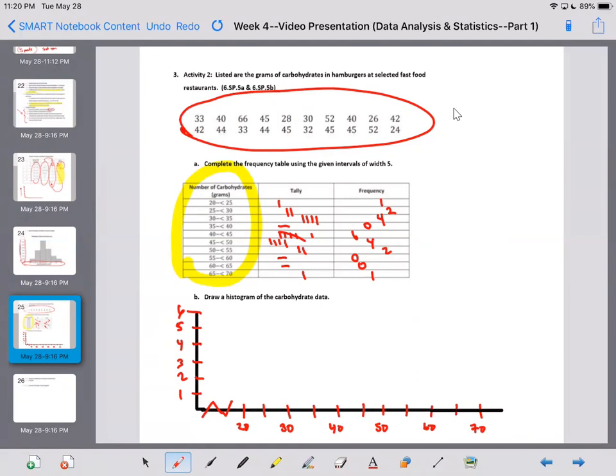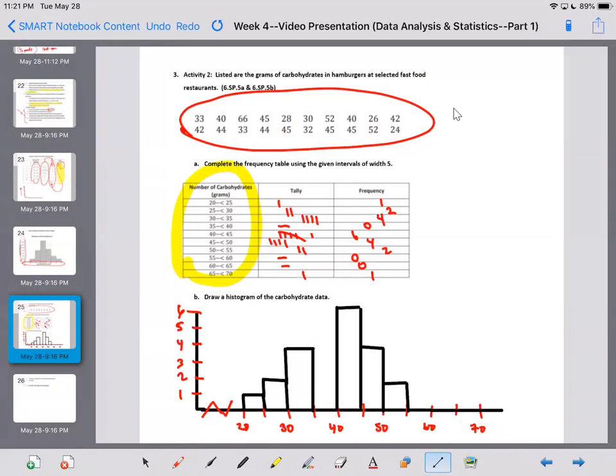So from that 20 to 25, we saw we had 1. 25 to 30, we had 2 of them. 30 to 35, we had 4. 35 to 40, we didn't have any, so we shouldn't see a bar there. 40 to 45, we saw 6. 45 to 50, we saw 4. 50 to 55, we saw 2. 55 to 60, we didn't see any. 60 to 65, we didn't see any, but 65 to 70, we saw 1.